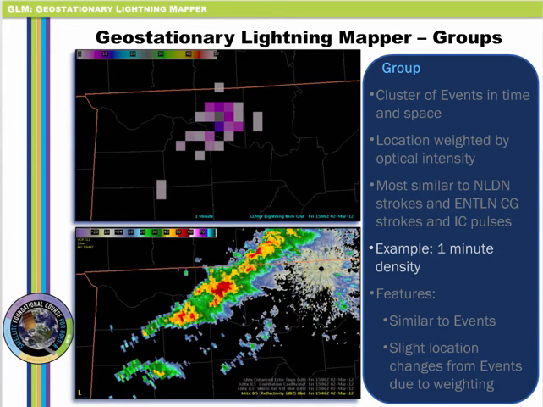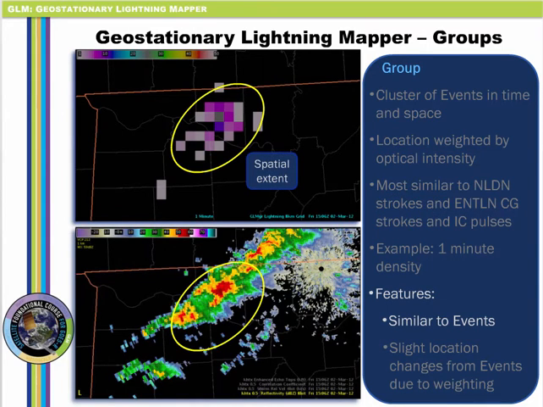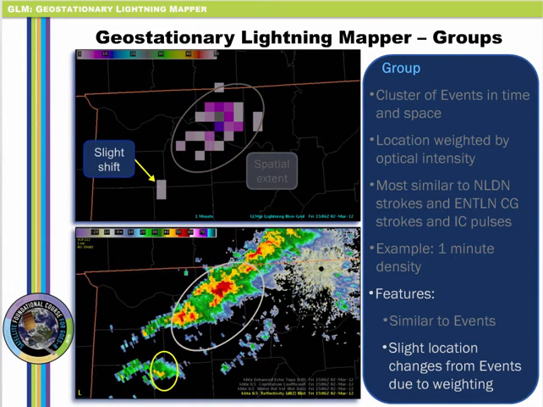This AWIPS example of the 1-minute density of all groups reveals similar features to those shown by the events, with a slight shift in location due to the optical intensity-weighted group locations.